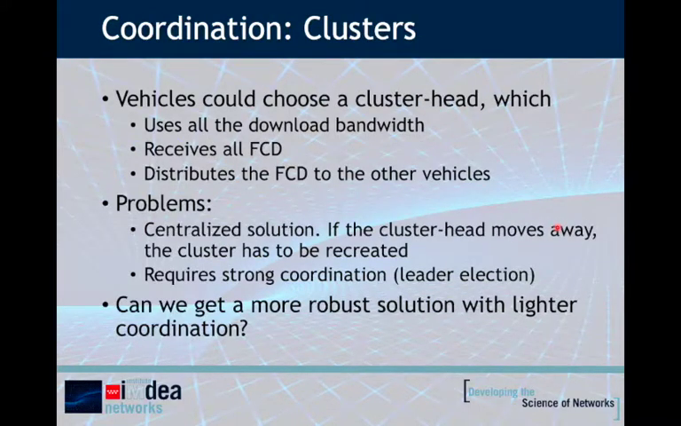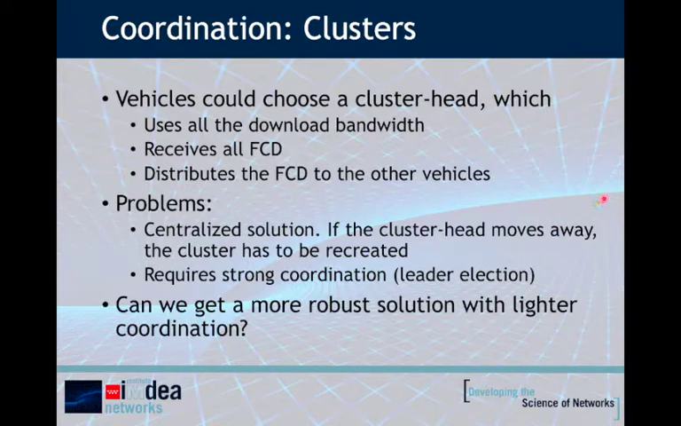So no new data will be obtained by exchanging the messages that they receive from the server among each other. One classical way to coordinate is to have clusters of vehicles, and in each cluster to choose a cluster head. That cluster head is going to use all the available downlink bandwidth from the server. So it's going to aggregate all the available bandwidth from all the vehicles in the cluster. It's going to receive as many FCD messages as possible, and then distribute this data to the other vehicles. The problem with this solution is that it's fully centralized.